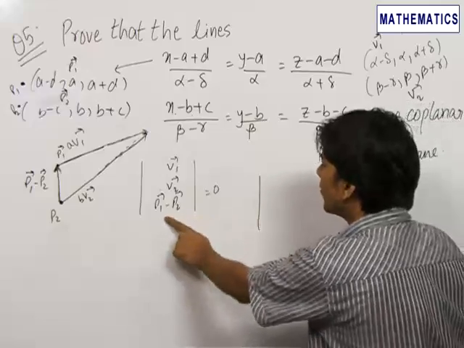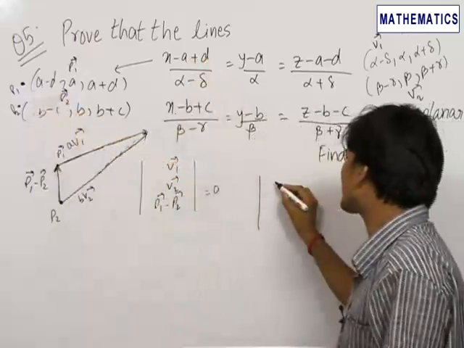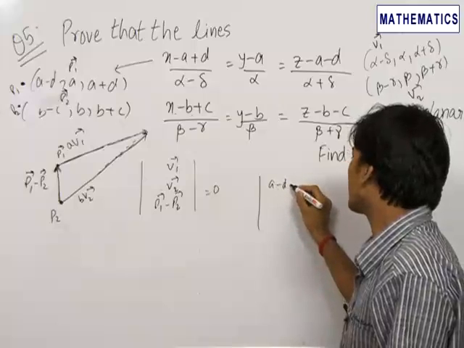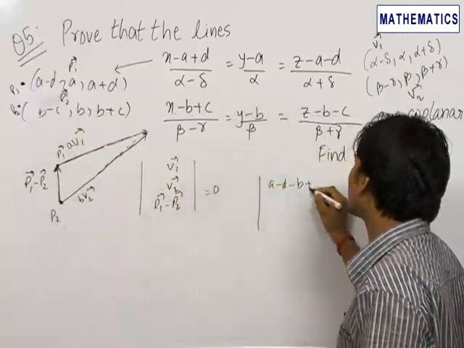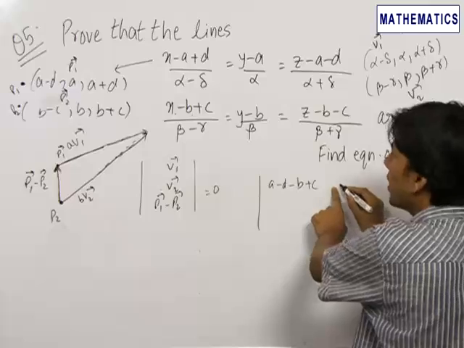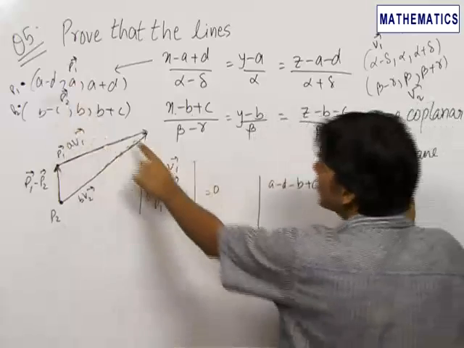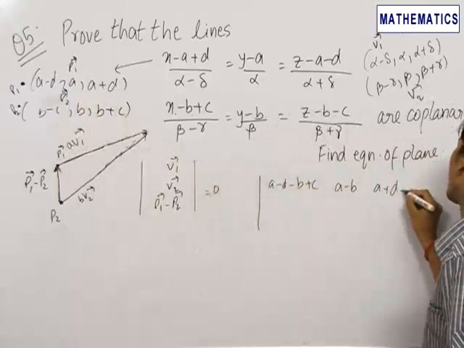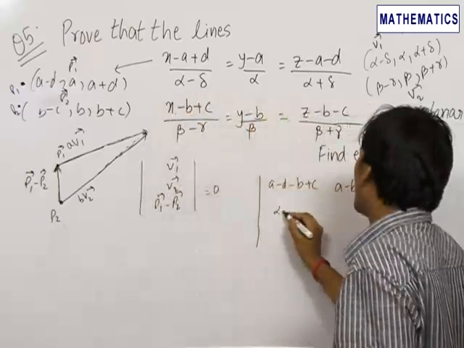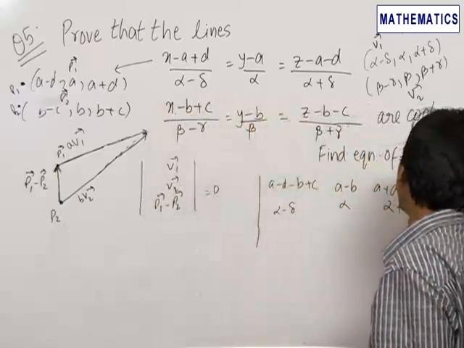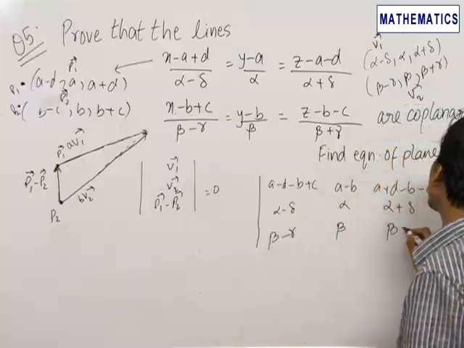Applying the same logic we can write over here. Let us write first P1 vector minus P2 vector, that is A plus D, A minus D minus B minus C, that is A minus D, plus we have to minus this thing, therefore it becomes minus B plus C. The second point, this y coordinate becomes A minus B, the z coordinate becomes A plus D minus B minus C. For the second part we have to write the direction ratios, that is alpha minus delta, alpha, alpha plus delta, and for this one we will write beta minus gamma, beta, beta plus gamma.